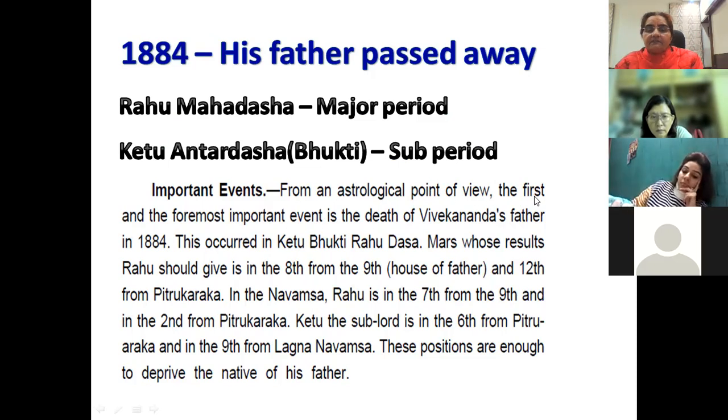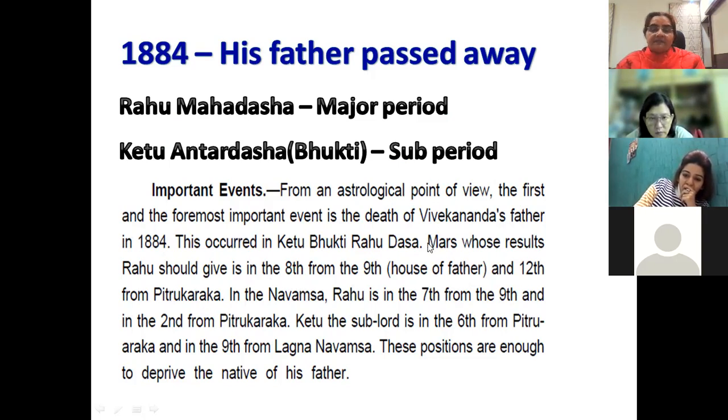From the astrological point of view, this is a paragraph I have taken from the book. The first and foremost important event is the death of Vivekananda's father in 1884. This occurred in Ketu Bhukti Rahu Dasha. Mars, whose results Rahu should give, is in the 8th from the 9th house of father. How is it? Okay, let us understand this. And 12th from Pitrukaraka.